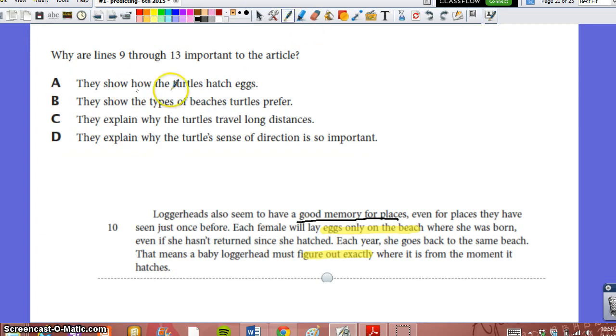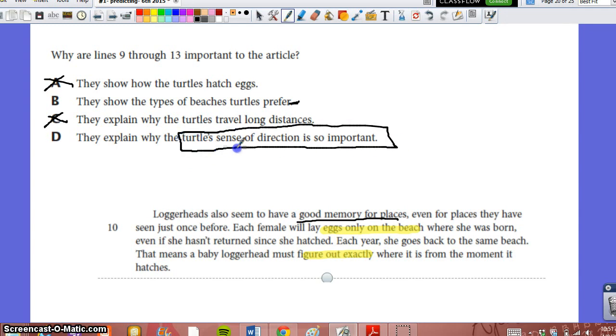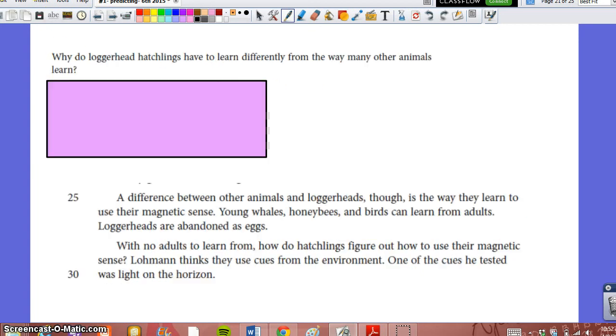All right, so they show how the turtles hatch eggs. Not really important to the built-in compass. They show the type of beaches turtles prefer. That's very tempting. They explain why the turtles travel long distances. Are they traveling long distances? It doesn't really say that. For all we know, the turtles don't really go that far from their beach. They explain why the turtle's sense of direction is so important. Yes, it's so important because they will only lay eggs on the beach where they were born. If they can't find their way back to that original beach, they're not going to lay their eggs. So I'm going to go with D.